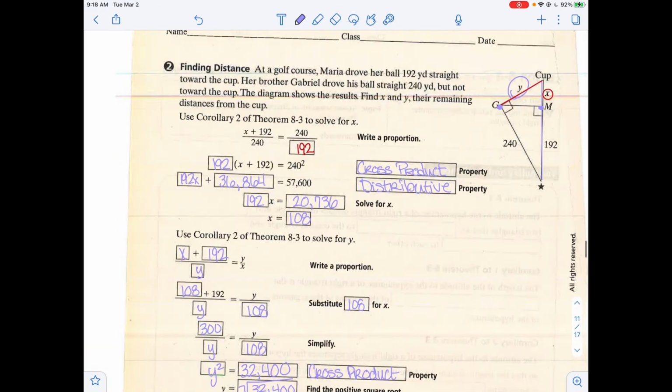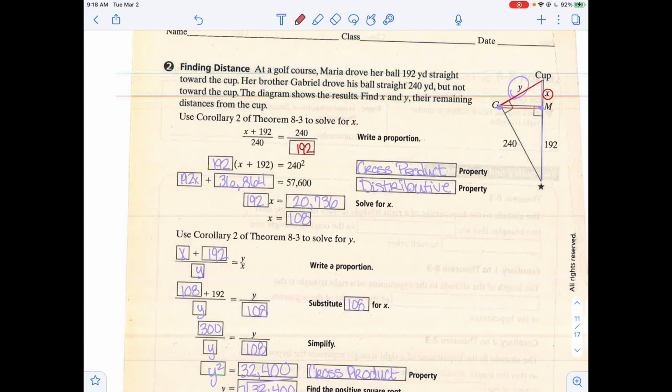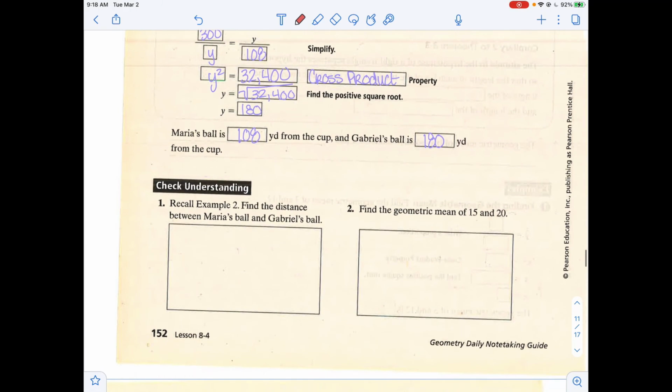Okay, you only have 2 check for understanding problems. Recall example 2, find the distance between Maria's ball and Gabriel's ball. So you're going to try to find this distance here. There are a couple different ways you could do that. Use what you think is the easiest for you. You can use one of the corollaries in this. You could decide to use the Pythagorean theorem, either way.